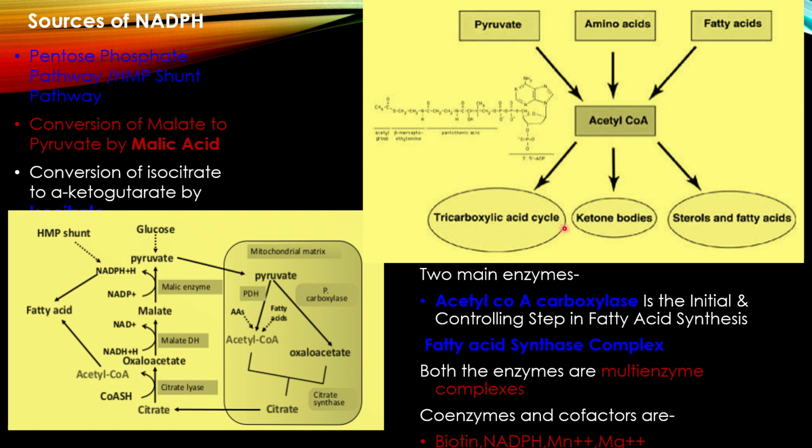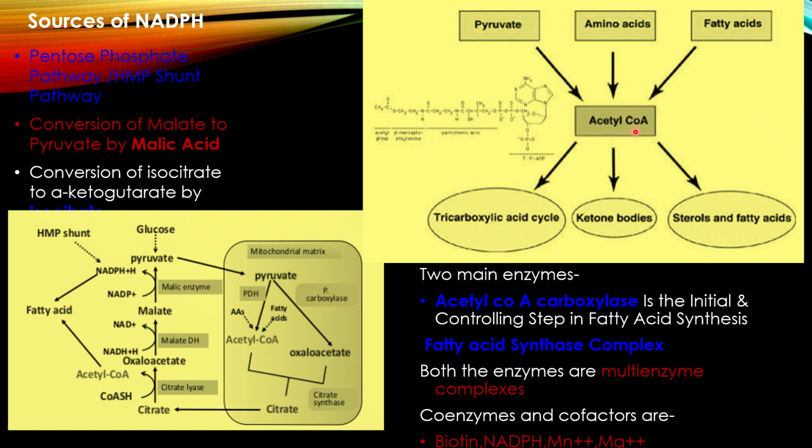Then acetyl coenzyme A. The major sources for the synthesis of acetyl coenzyme A are pyruvate, from which it is formed, and various amino acids like serine, alanine, etc., which can be converted via pyruvate into acetyl coenzyme A. Then fatty acids, by beta oxidation, are converted into acetyl coenzyme A. So these are the various sources for synthesis of acetyl coenzyme A.